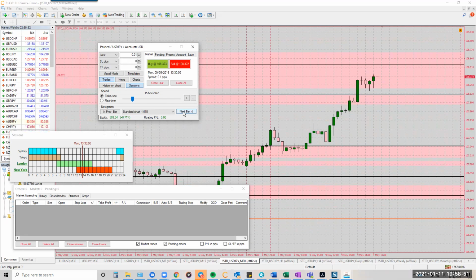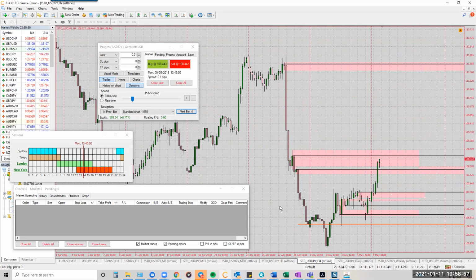I'll next bar it. Next bar it. And this probably is a break, but it's not something that I would take because I just don't know how to manipulate a break. So I'm just going to next bar. And now I'm up at the key line at the 4 hour.